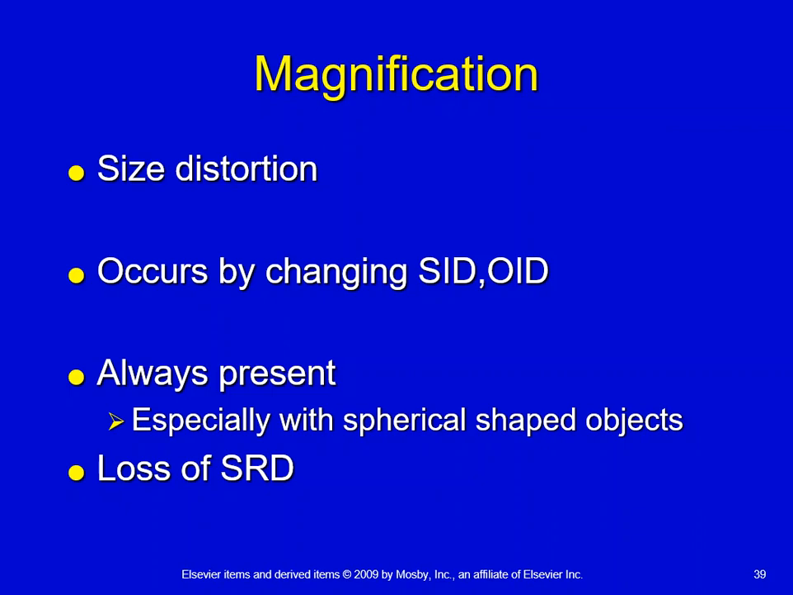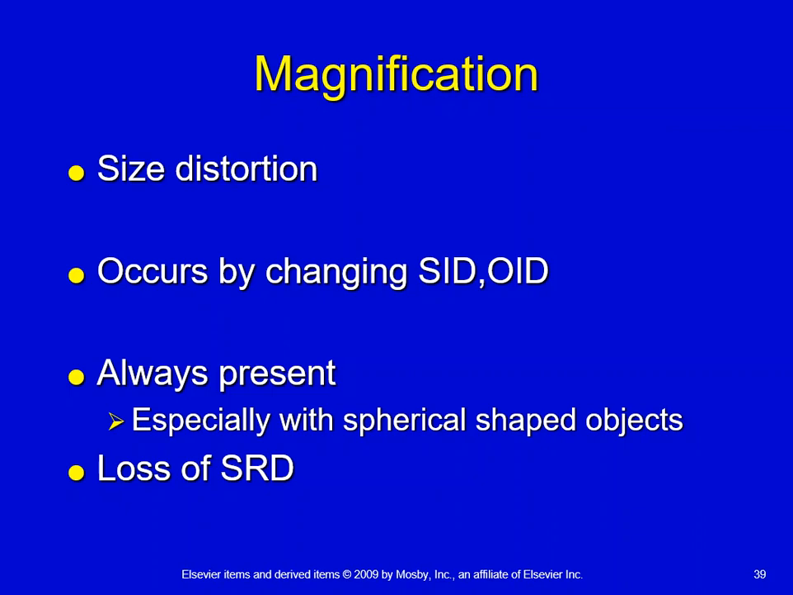What we use to overcome that magnification to a degree is an increase in SID. So if you keep your ratio of OID to SID the same, then you can negate the effects of an increase in OID.